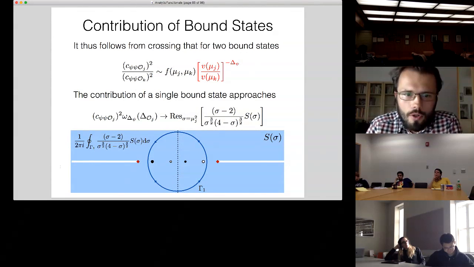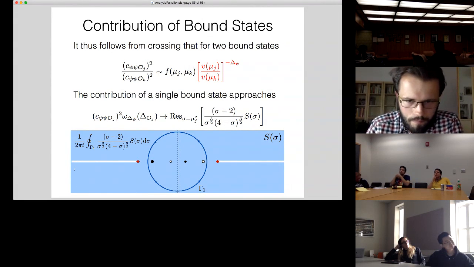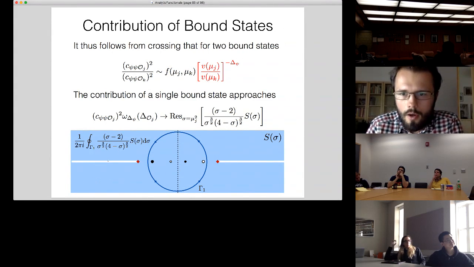And when we sum the contribution of all the bound states to the crossing equation, we find that it can be written as this contour integral in the sigma plane. So we are just summing up residues of a certain function. This is just equal to the integral with a contour encircling all these residues.